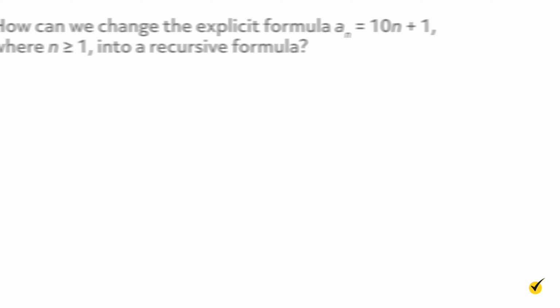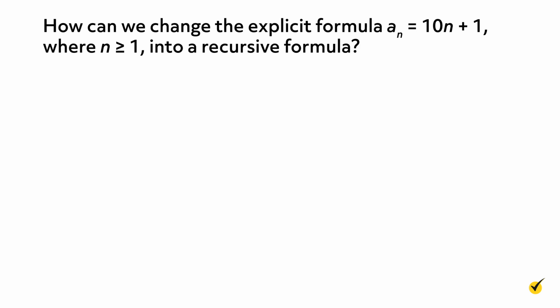Let's now discuss how to convert an explicit formula to a recursive one and vice versa. How can we change the explicit formula, a sub n equals 10n plus 1, where n is greater than or equal to 1, into a recursive formula? Recall that one of the things a recursive formula needs defined is the first term, a sub 1. Let's start there. We can find the first term in this sequence by using n equals 1, since that is the smallest allowable value of n.